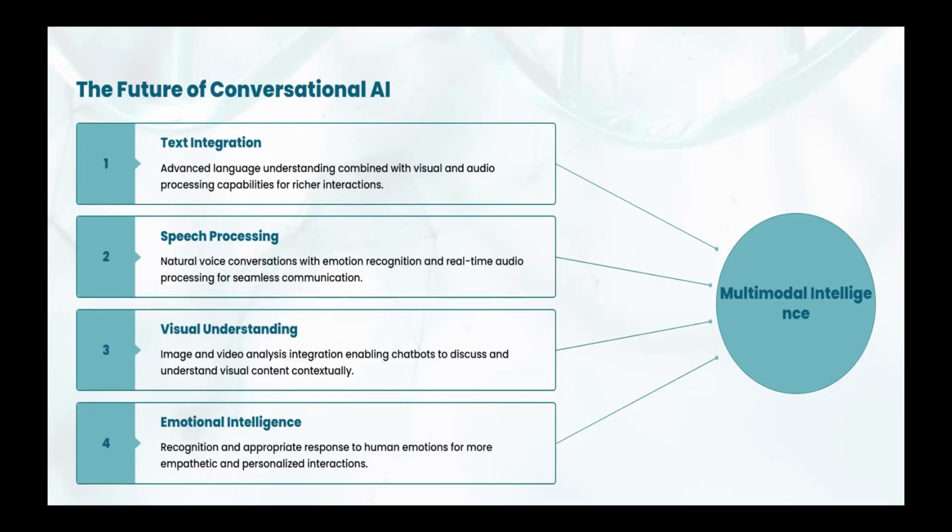Next thing is visual understanding. It will be able to analyze images and videos to discuss what it sees, enabling chatbots to talk about the visual world around them. Emotional intelligence. It will learn to recognize and respond appropriately to human emotions.